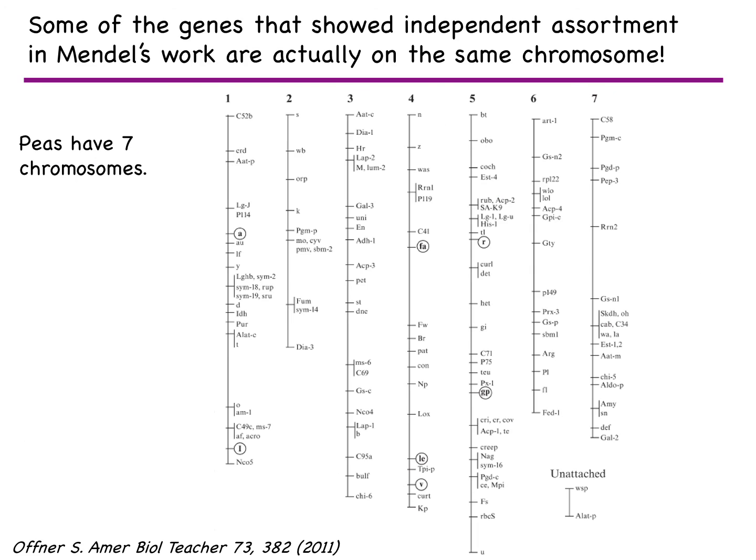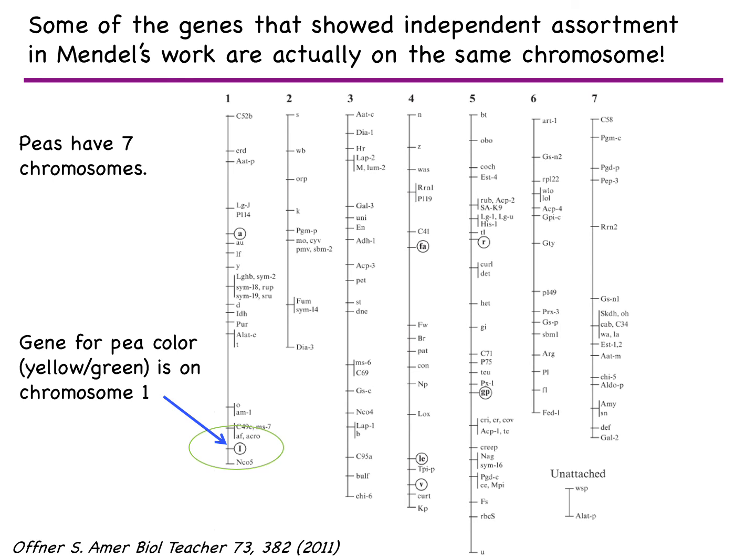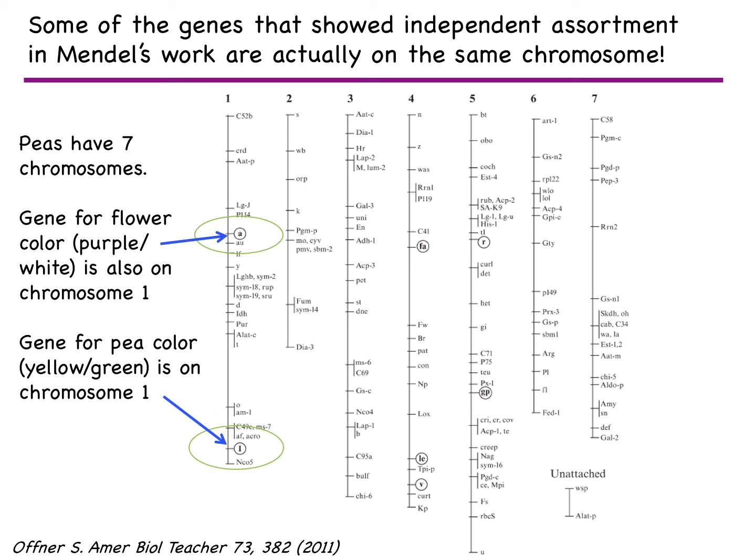All right. So interestingly, some of the genes that Mendel actually worked on were on the same chromosome. As you learned in the first half of the course, from Mendel's work, alleles of genes assort independently from one another. It turns out peas have 7 chromosomes, and some of the genes you talked about in the first half of the course actually are on the same chromosome, and yet they still show independent assortment behavior. So for example, the gene for pea color, yellow versus green, is on chromosome 1. Likewise, the gene for flower color, purple versus white, is also on chromosome 1. And these gene pairs were used by Mendel to show that they assort independently from one another.